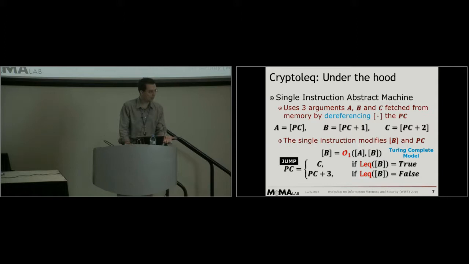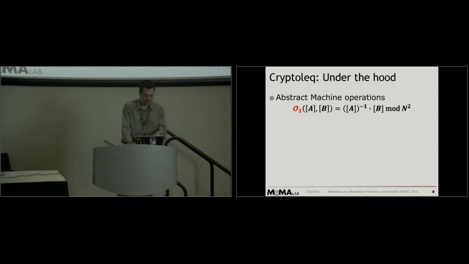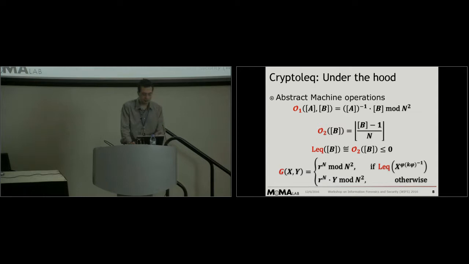Essentially, we have these four operations, load, store, update, and jump, which are the basic operations to do Turing complete computation. And in details, O1 operation is just a modular inversion and modular multiplication, and O2 is a subtraction and a division, and this LEC operation is just a comparison with zero. And this is what the re-encryption oracle looks like. Essentially, it is an exponentiation or an exponentiation and a multiplication.